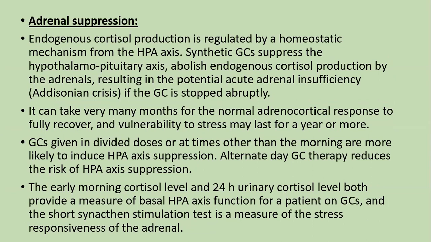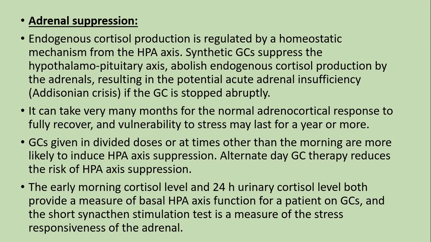Adrenal suppression is another important phenomenon which every glucocorticoid prescriber must know. Endogenous cortisol production is regulated by a homeostatic mechanism from the hypothalamic-pituitary axis. Synthetic glucocorticoids suppress this hypothalamic-pituitary axis and abolish endogenous cortisol production by the adrenals, resulting in potential acute adrenal insufficiency or Addisonian crisis if glucocorticoids are suddenly stopped.